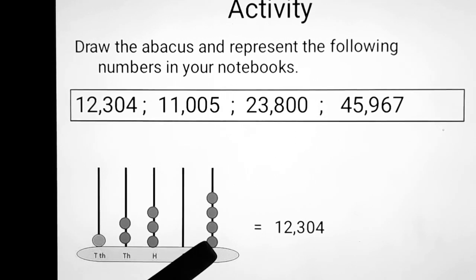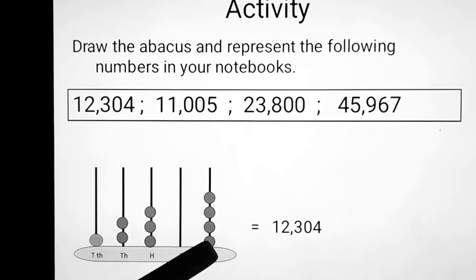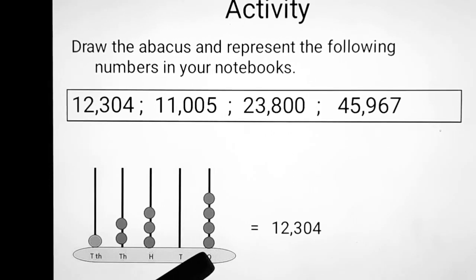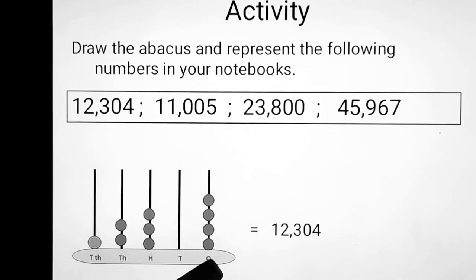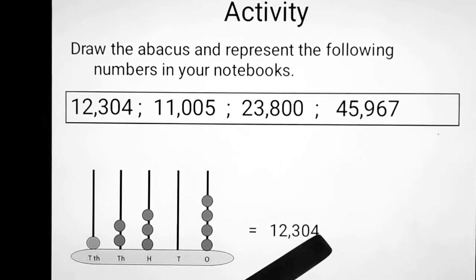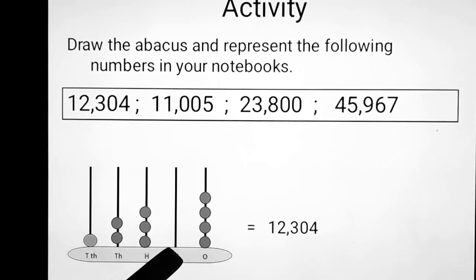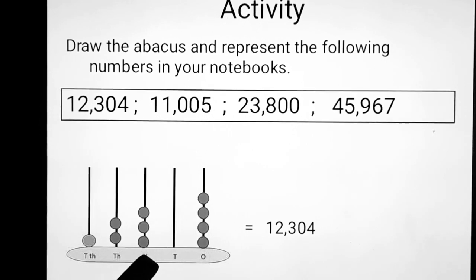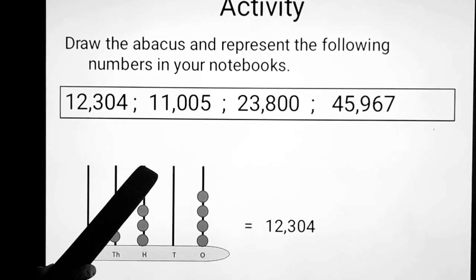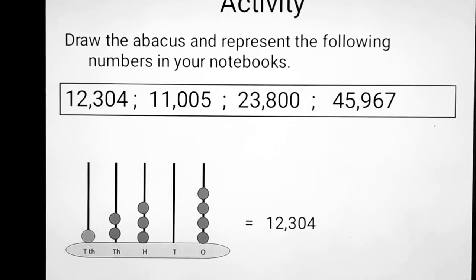Here, in one's place, there are 4 beads. Look at 1, 2, 3, 4. 4 beads in 1's place, so we write 4 in 1's place. In 10's place, no bead is there, it means 0. In 100's place, 3 beads are there, so we write 3 in 100's place.